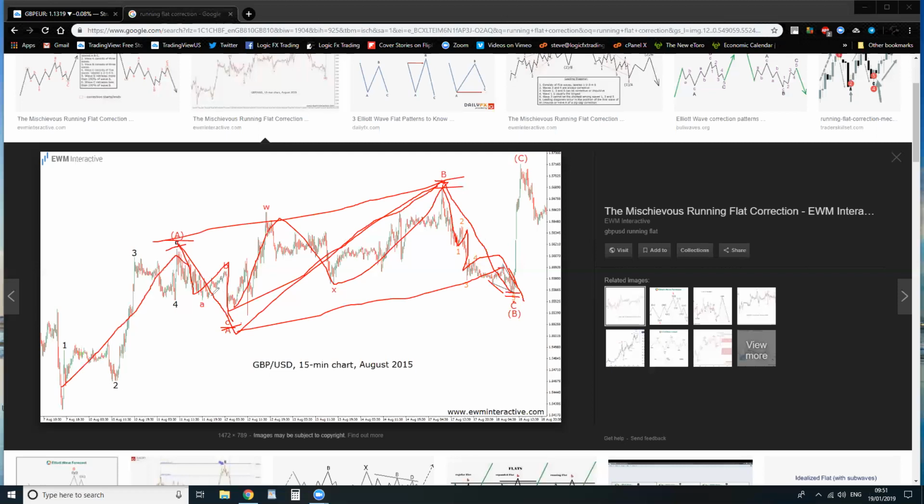So you have an impulse, you're expecting it to correct back down before it goes, and it actually keeps running with a correction that doesn't break A, and then it keeps going. They've called this a mischievous running flat correction. So let's go and see if we can find a more simplistic one, guys.